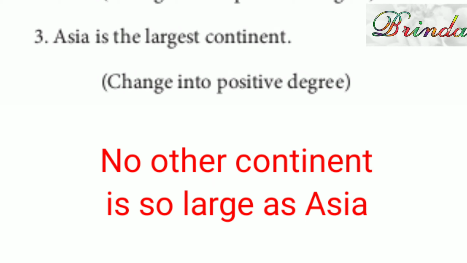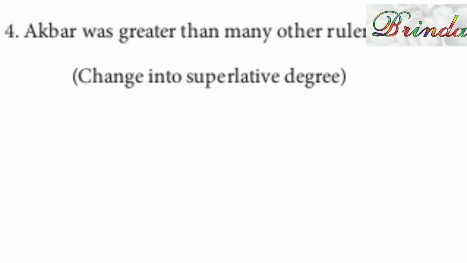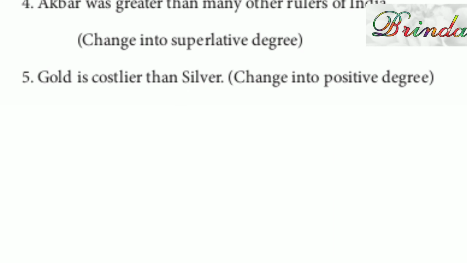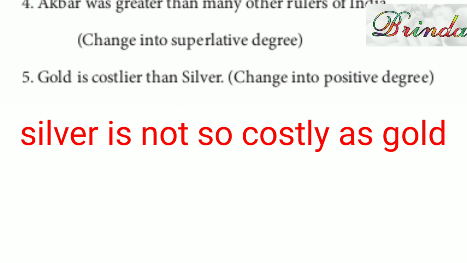Third one, Asia is the largest continent. So you have to change it into positive degree. No other continent is as large as Asia. Fourth one, Akbar was greater than many other rulers of India. So we have to change it into superlative degree. Akbar was one of the greatest rulers of India. Fifth one, gold is costlier than silver. We have to change it into positive degree. Silver is not so costly as gold.